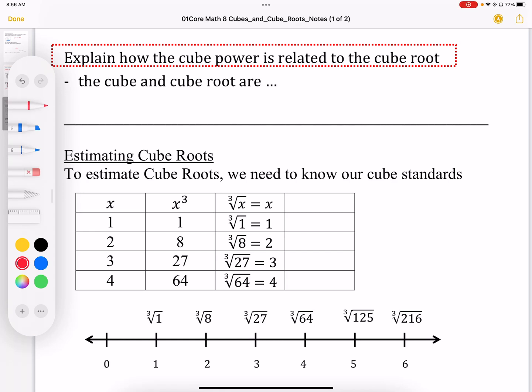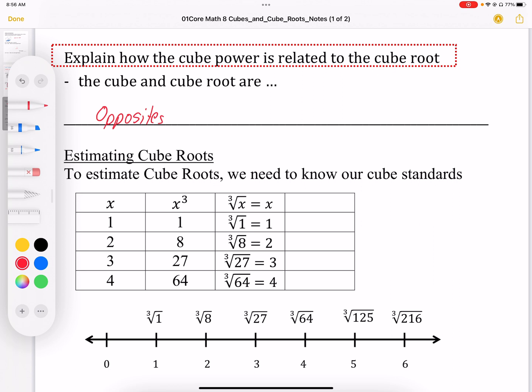So cube power is related to cube root, and they're related because they are opposites. They undo each other. Cubing is taking an edge length and making it a volume. Cube rooting takes a volume, the number of cubes, and makes it an edge length. So these are our perfect cubes.